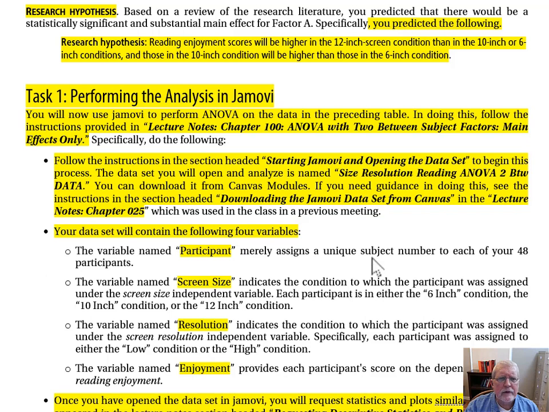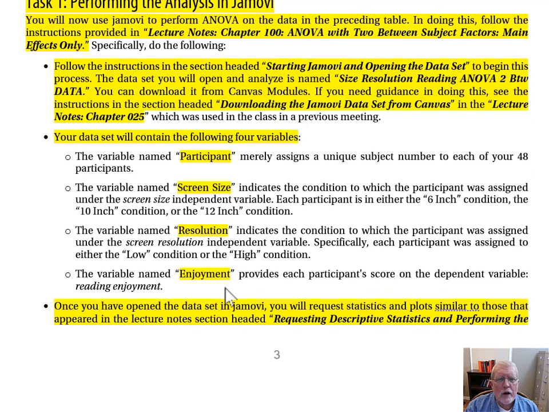The dataset that you download will contain the following 4 variables. One of them will be participant, which simply gives a unique subject number to each participant. One variable will be screen size. It indicates the condition to which a participant was assigned under the screen size independent variable. One variable will be named resolution. It will indicate the condition to which the participant was assigned under the screen resolution independent variable. And the last variable will be named enjoyment, and it provides each participant's score on the dependent variable, reading enjoyment.